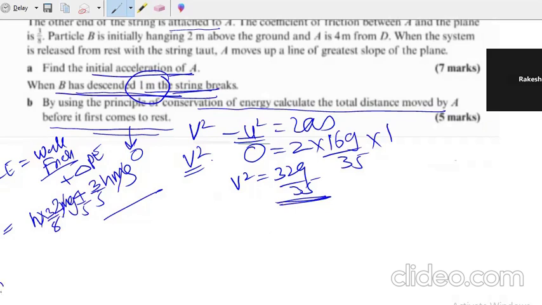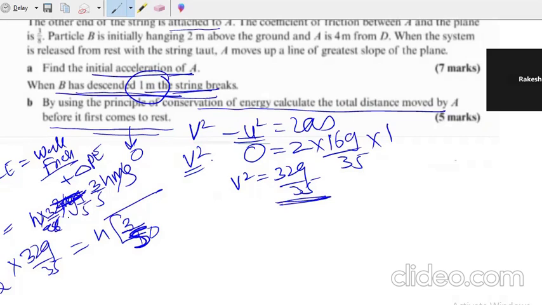I need h, so half into v square, 32g by 35, is equal to h. I take out the g. I've got a g also. So you can do this: 3 by 8 mu mg into 4 by 5. So this 2 and 4 cancel again. So it is 3 by 40. No, no, this goes away. This goes away. 3 by 5.